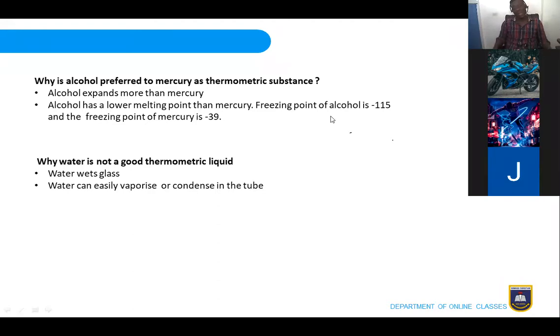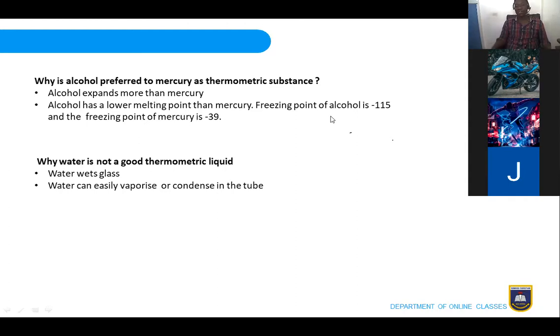So that means water and alcohol go hand in hand. Water wets glass, alcohol also wets glass. So you can only use alcohol in lower temperature regions. So it's advisable to use the mercury in glass thermometer as compared to the two. In this temperate zone in which we are, that's Ghana, it's advisable to use the mercury in glass thermometer.